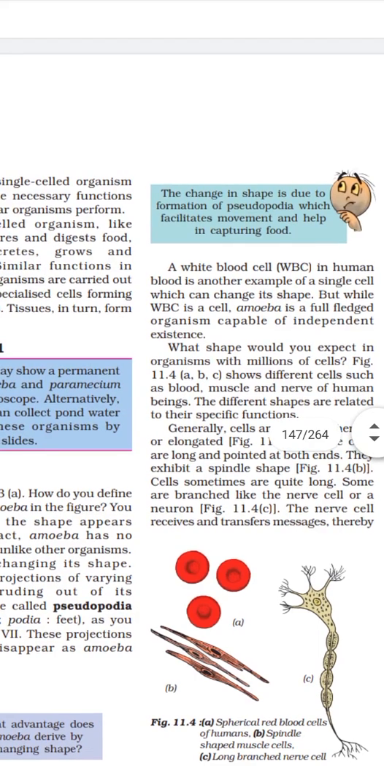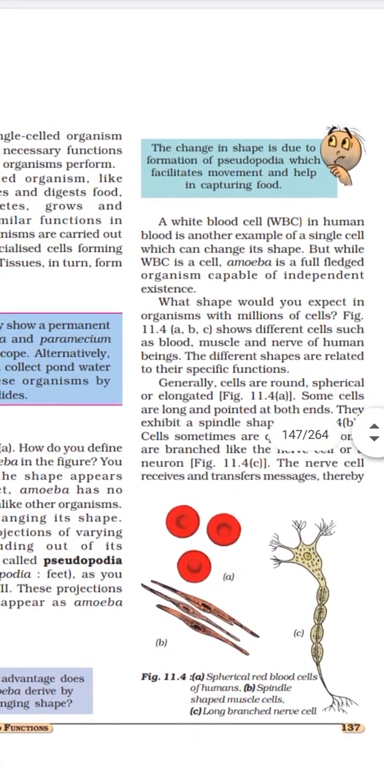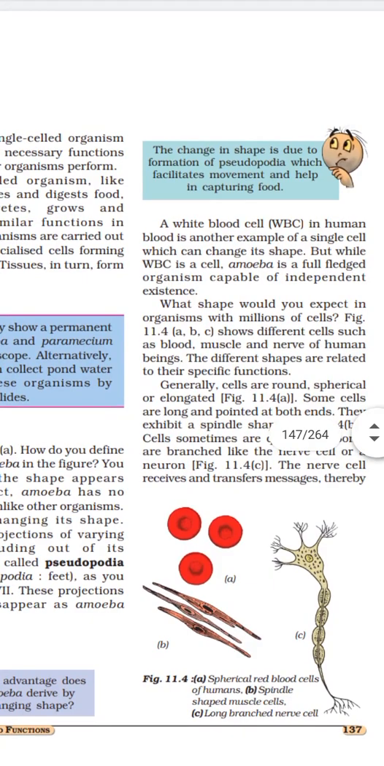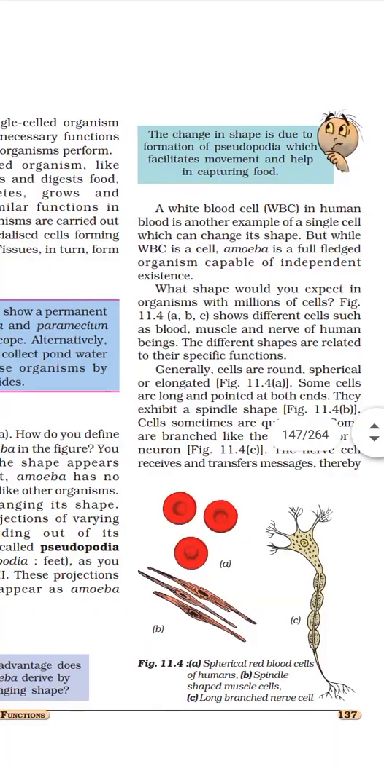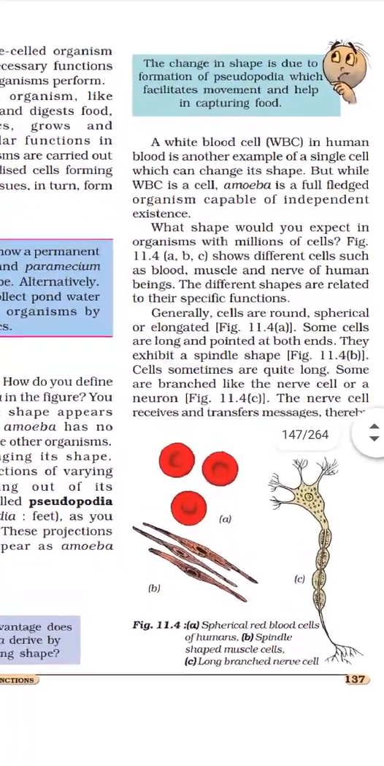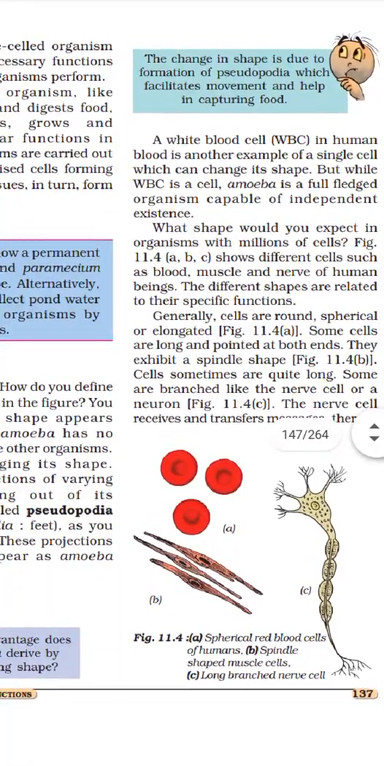Different shapes are related to different specific functions. Generally, cells are round, spherical, elongated. Some cells are long and pointed at both ends. They exhibit a spindle shape. Cells sometimes are quite long, some are branched like the nerve cell or neuron.